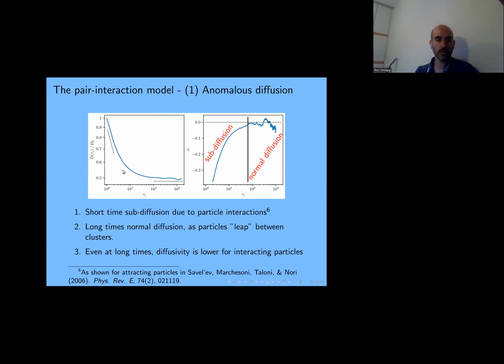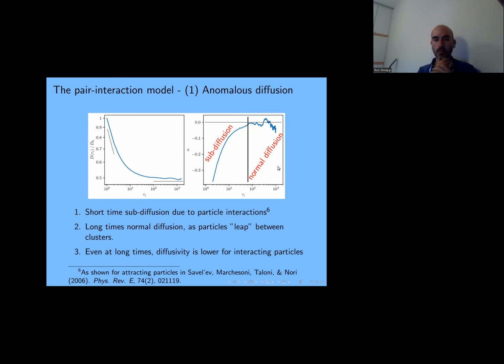This subdiffusion process that we have, we associate basically with the interaction of the particles, one with another. At longer times, we can see that diffusivity stops decreasing, at least asymptotically, and tends toward a constant value where we have normal diffusion at longer time scales. This is because at longer time scales, particles can basically jump from one cluster to another. And this leads to a kind of normal diffusion process at longer times.